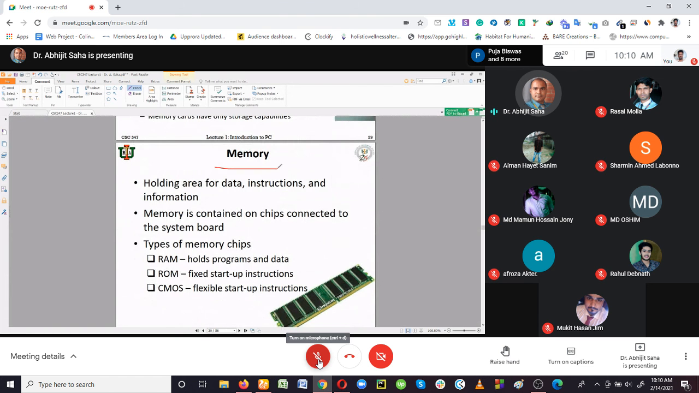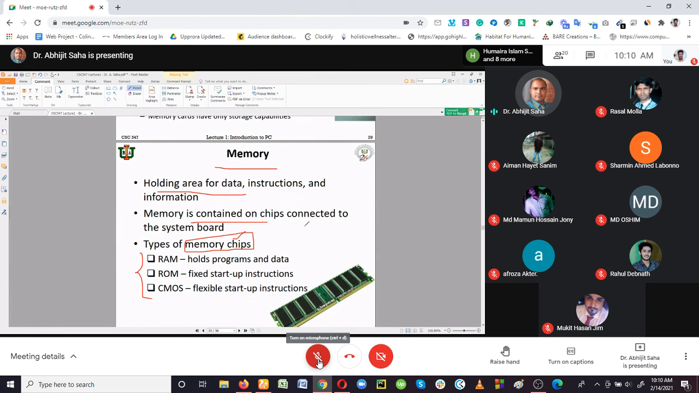Here, this is talking about the memory. You have already learned what a memory is, and here you should be very clear that it is talking about memory chips. If the question says, explain the different types of memory chips, then you should understand that you have to explain these 3: RAM, ROM, and CMOS.